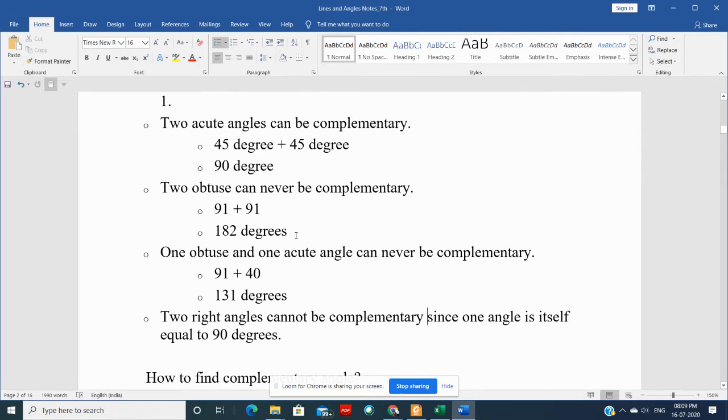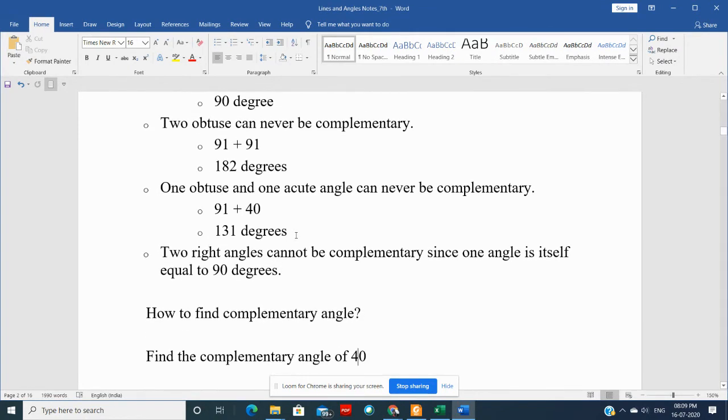Two right angles cannot be complementary, of course, because two right angles means each of the angles is 90. If one angle itself is 90, then how could the sum of the two angles be 90? So it's not making sense at all. So let's not go into an example for this.